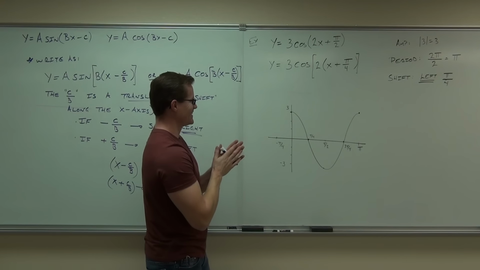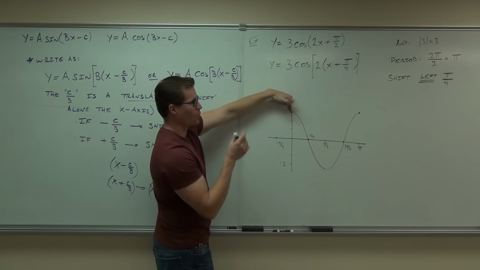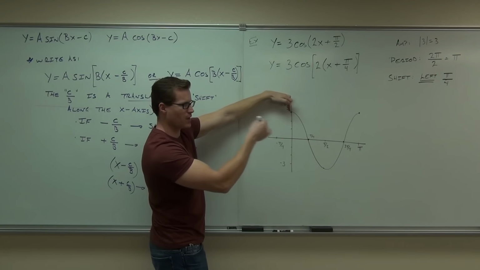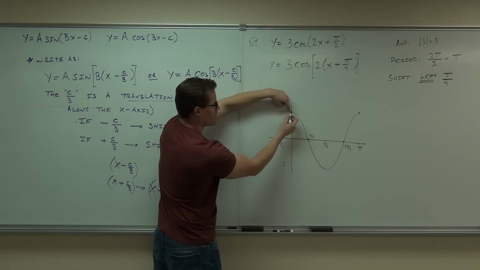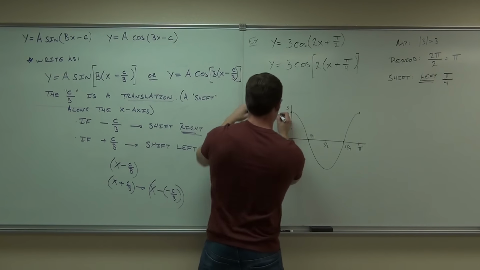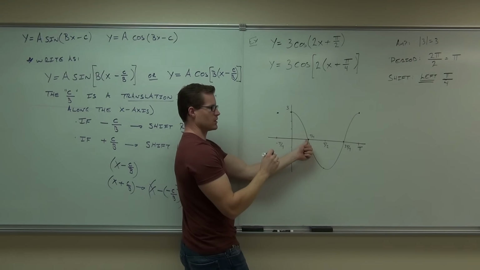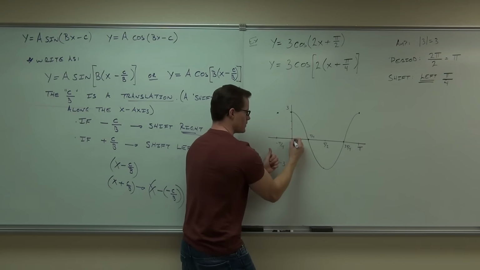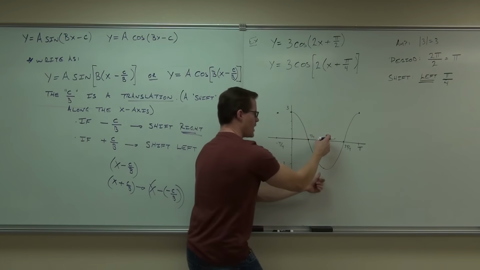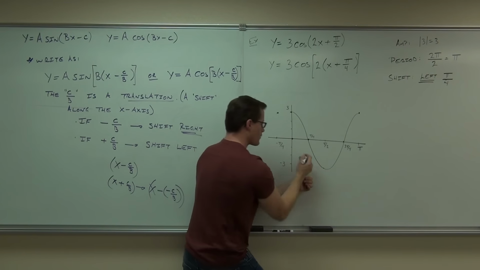Yes, very good. So what we're going to do is take each of these key points, we're going to shift them 1 interval of pi over 4 to the left, redraw. So we stay at the same level though. So this point was at 0, now it's at negative pi over 4, 3. That's right there. This point was at pi over 4, 0. Now it's at 0, 0. Are you with me on how we're doing this right now? This was at pi over 2, negative 3. Now it's at pi over 4. That's pi over 4, negative 3.